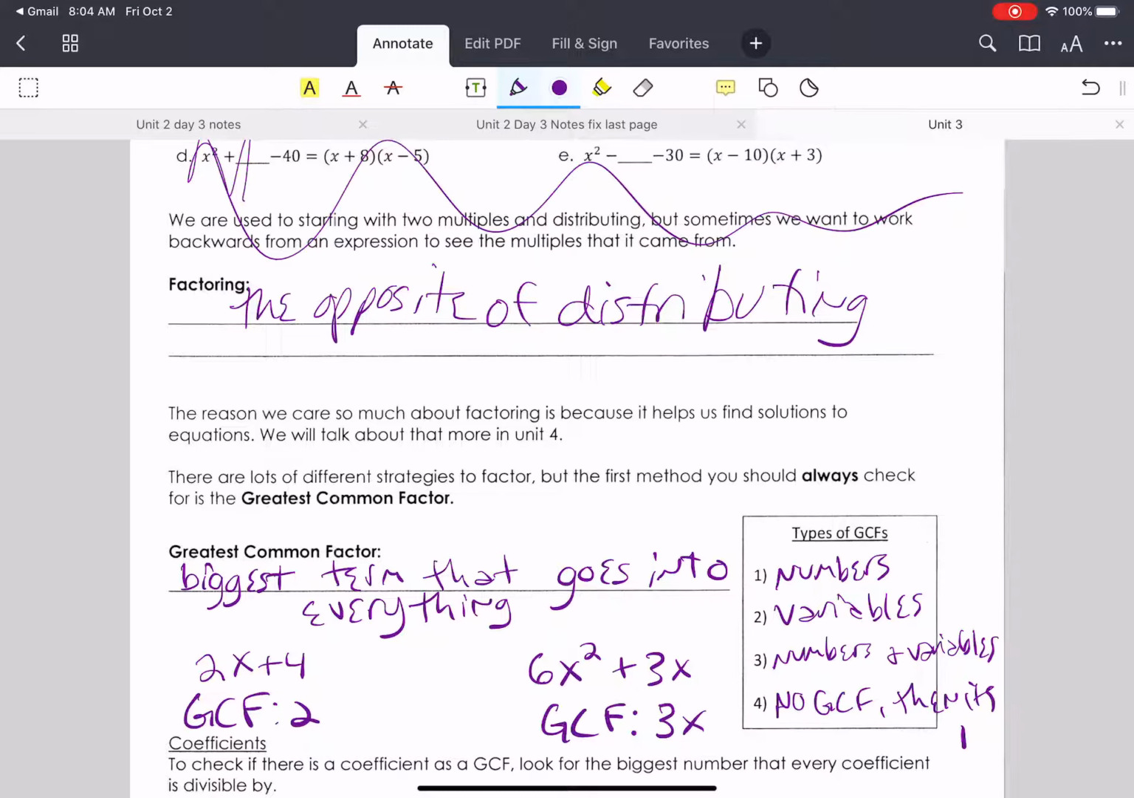Okay? So an example of that fourth one would be like, what if I had 5 plus x? Do you see how they don't both have an x, right? And 5 doesn't go into x, right? So when you can't think of a GCF, if there isn't one, then it's just 1, because everything divides by 1.